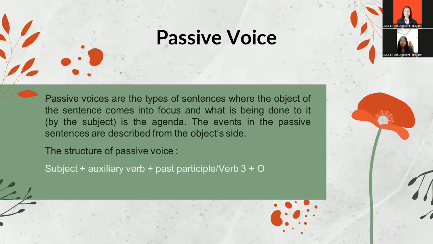Whereas passive voices are the types of sentences where the object of the sentence comes into focus and what is being done to it by the subject is the agenda. The events in the passive sentences are described from the object side. And the structure of passive voice is subject, auxiliary verb, plus past participle or verb 3, and 'by', plus object.